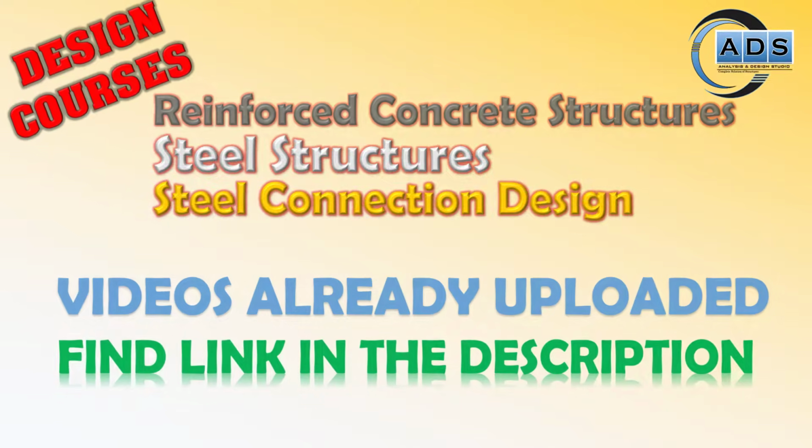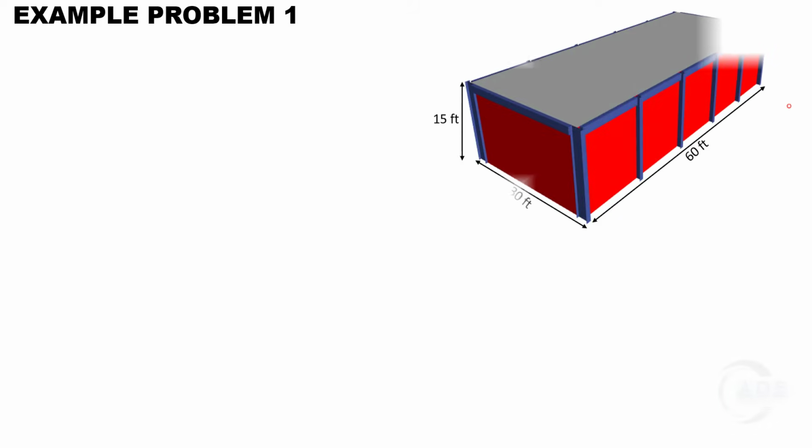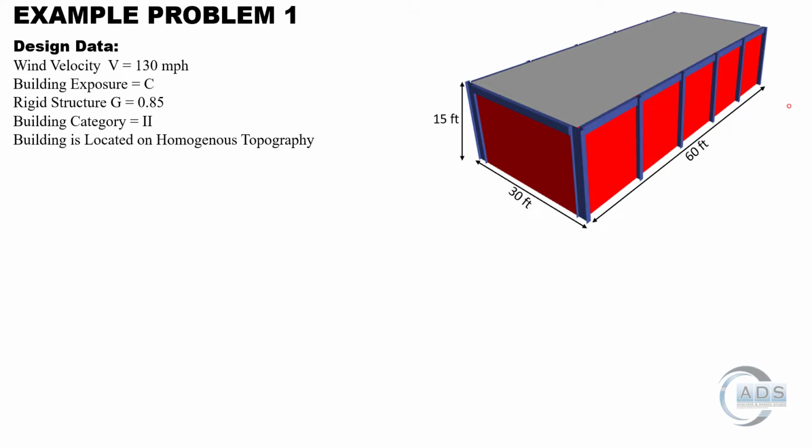So let's get started. Now let's get back to our example problem and see what we are supposed to do in that particular problem. Here is the design data and we are supposed to find out the wind pressure on this particular building having wind velocity of 130 miles per hour. Building exposure C. The building is considered as rigid, so gust effect factor should be taken as 0.85. Building category is 2 and building is located on homogeneous topography.